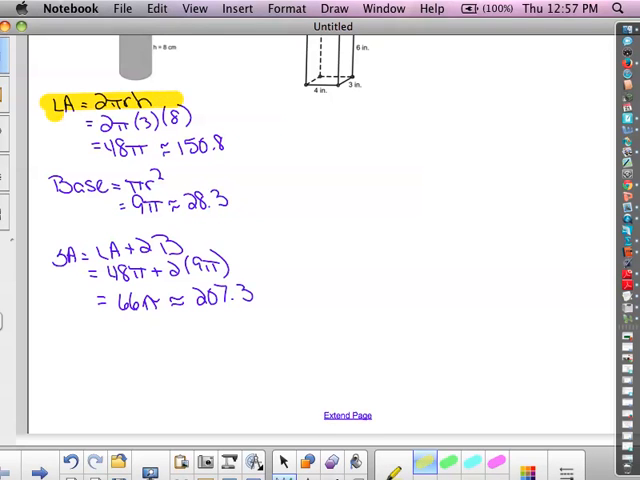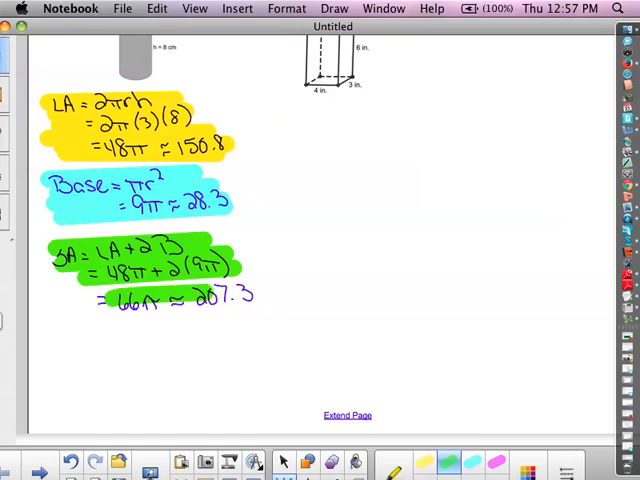You're finding the lateral area. You're finding then the area of the base. And you are finding then the total surface area.